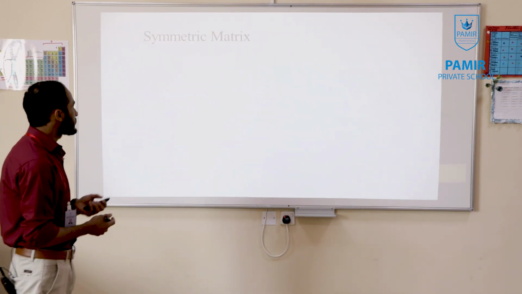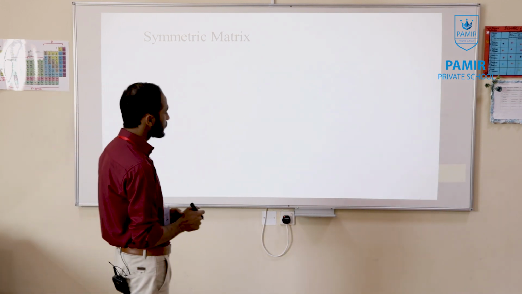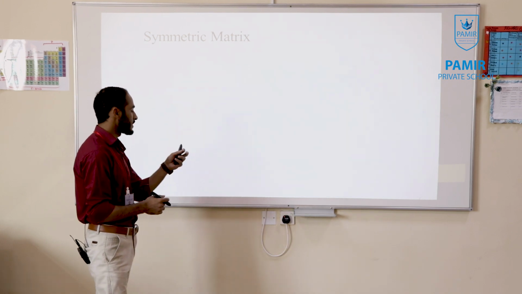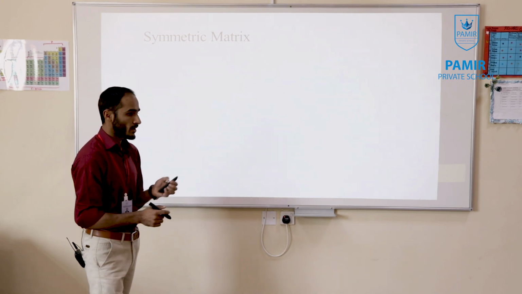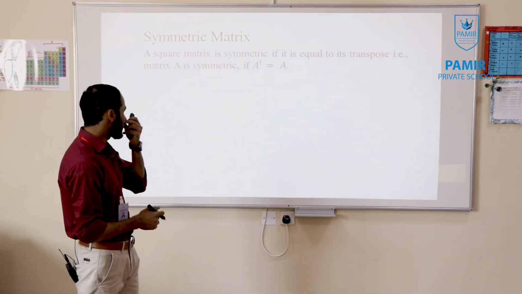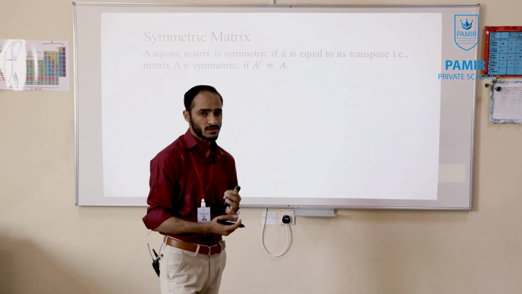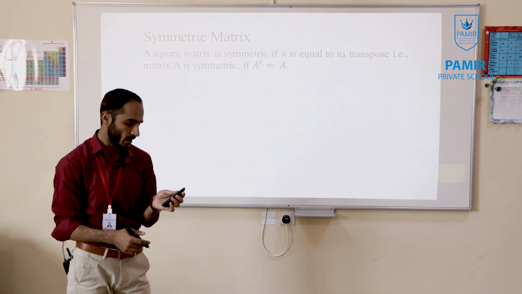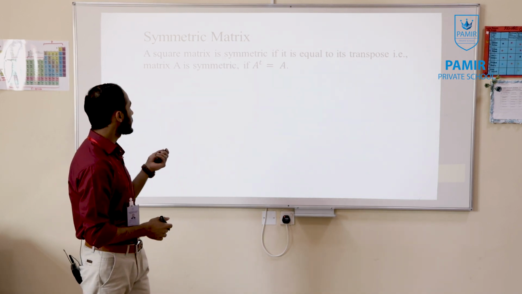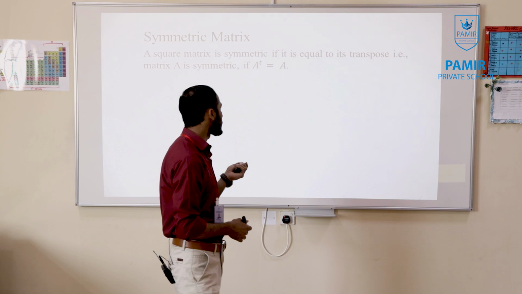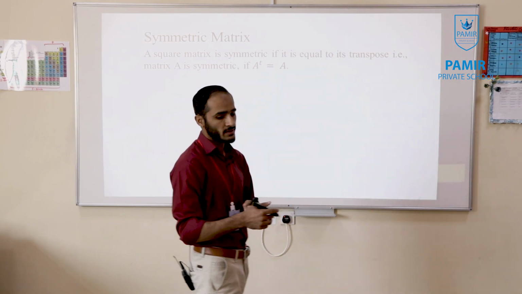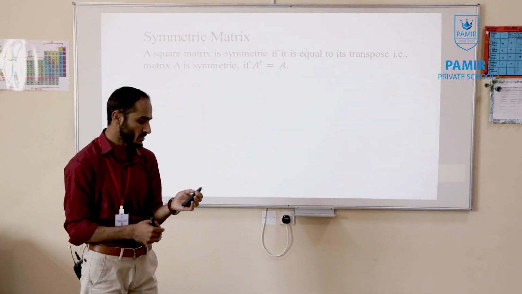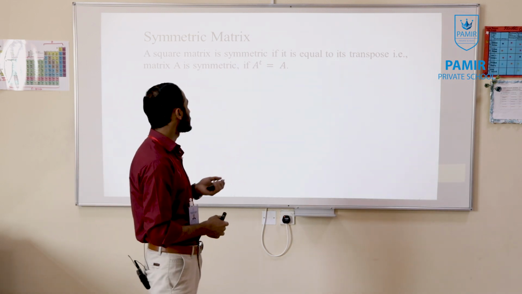Now we have a symmetric matrix. It is a topic connected through the transpose of the matrix. Here we have the definition of the symmetric matrix. Once we take the transpose of the matrix, if it comes out the same as the matrix A itself, then we call it a symmetric matrix. Means whenever we take the transpose of a matrix, if it comes out as the original matrix, then we call that a symmetric matrix.